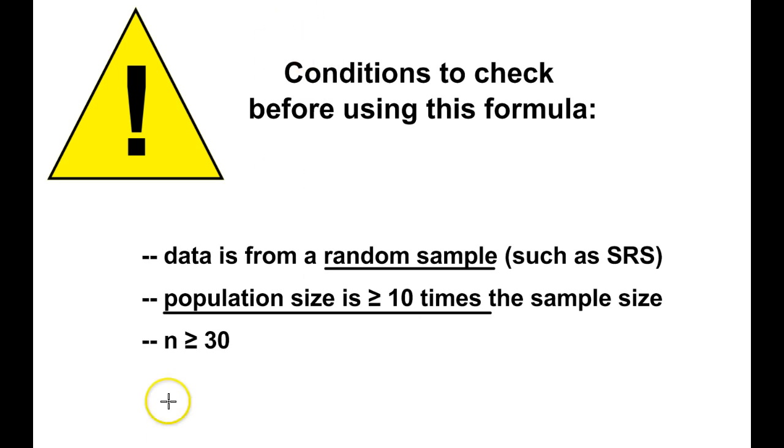And then the last one is specifically focusing in on the sample. And so it says we need to have a sample size n that is greater than or equal to 30.